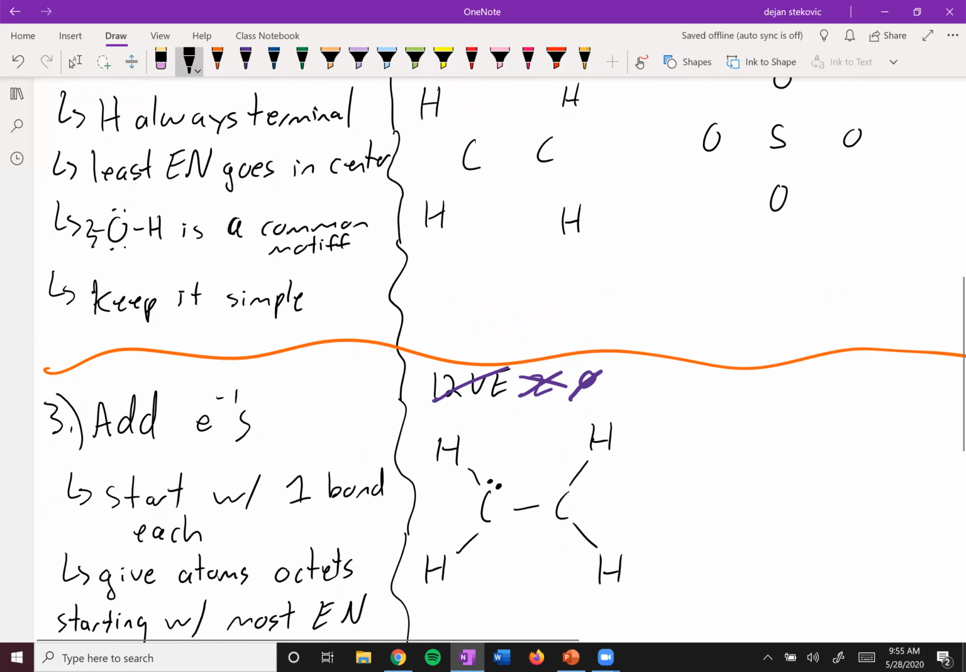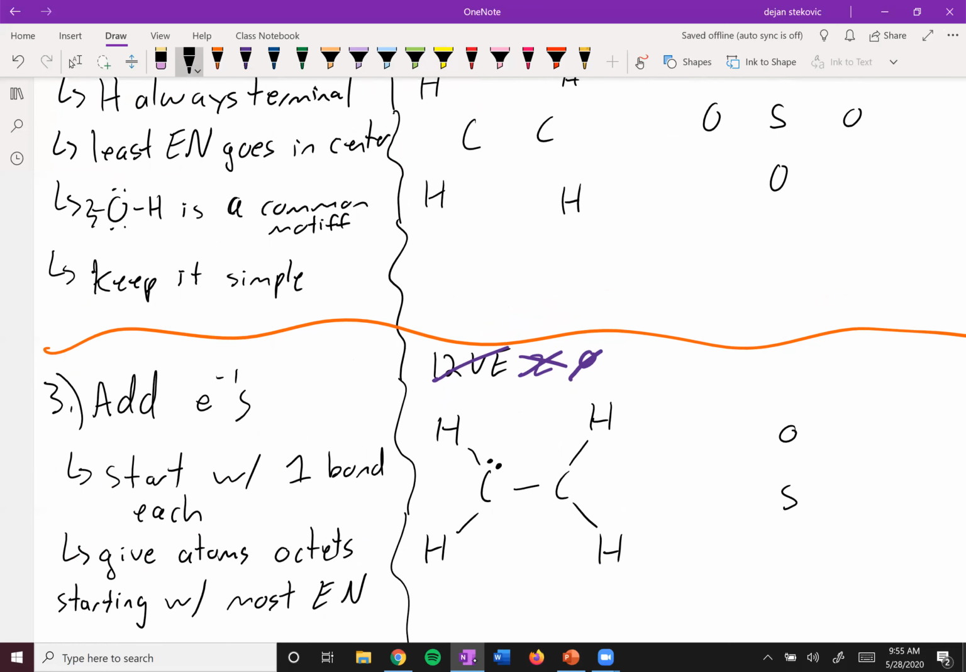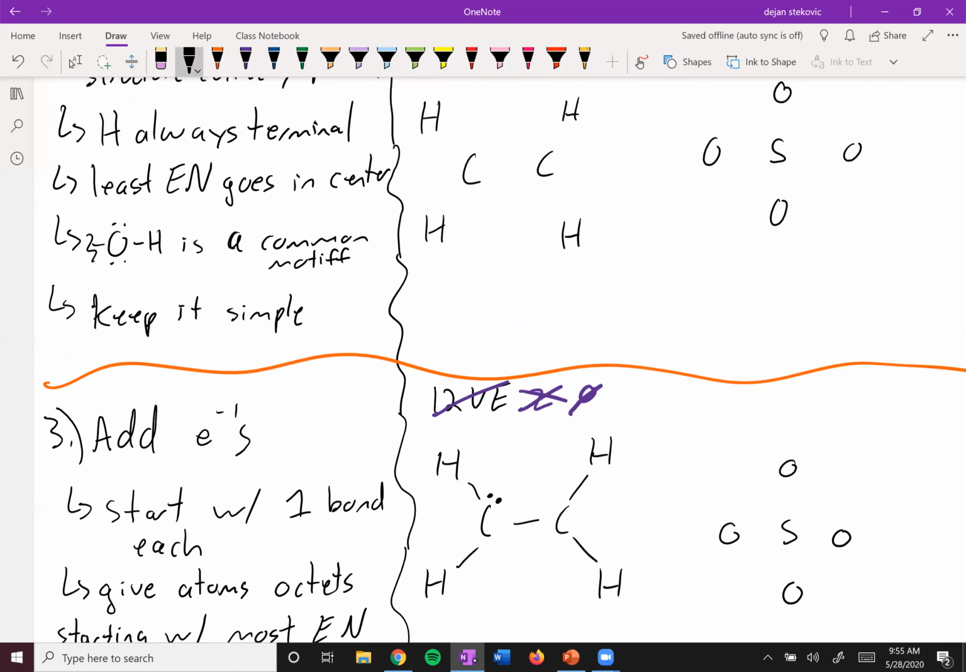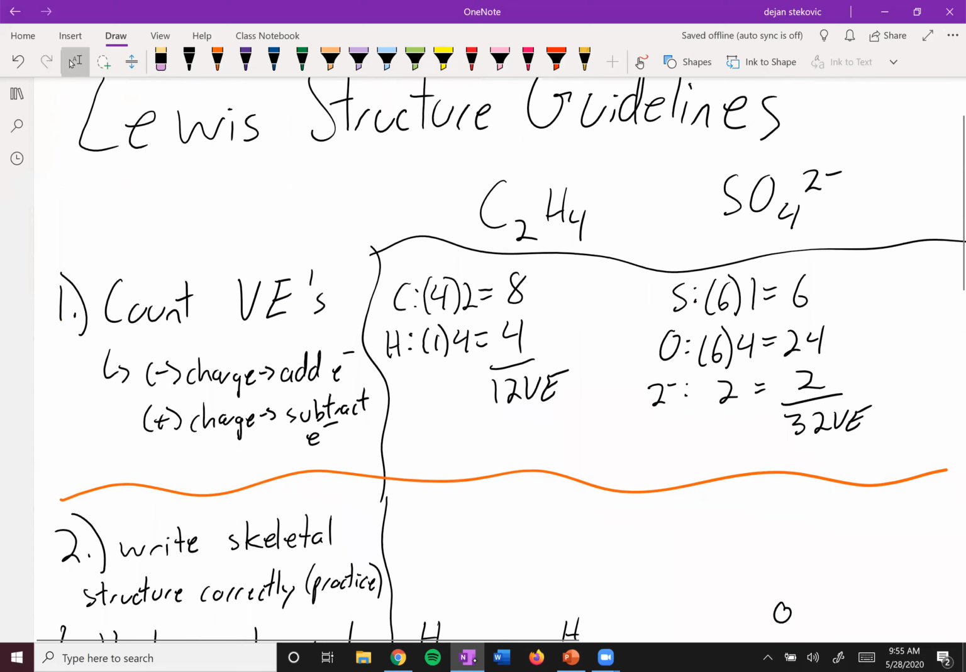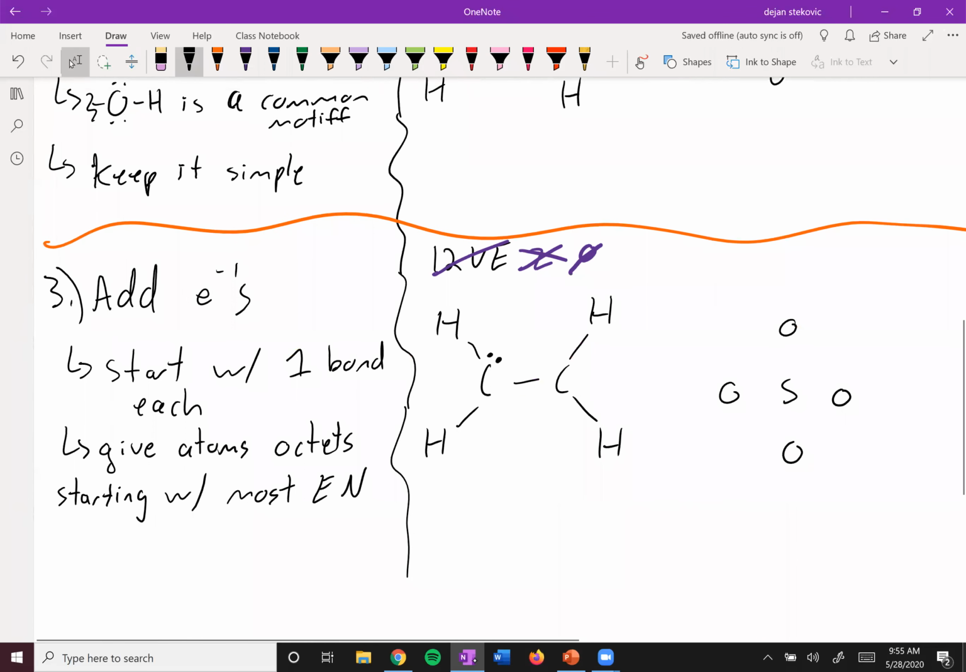Move on to this sulfate. So again, I'll draw it like this, right? I remember I have 32 valence electrons. I'll draw one bond to everything first. That's 4 bonds or 8 electrons. So that's left with 24 valence electrons.